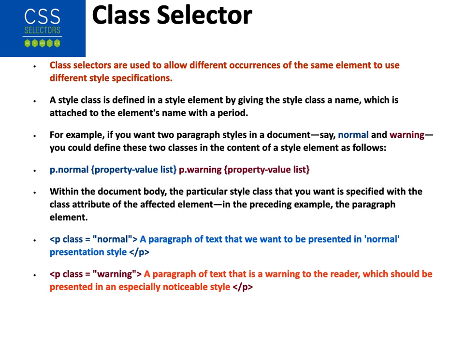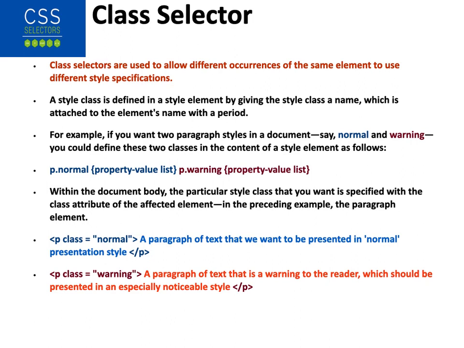Within the document body, the particular style class that you want is specified with the class attribute of the affected element. We will see an example for paragraph element. See here, two examples are specified as the last two lines, one in blue color and the other one in maroon and red color. So in the first example, a class attribute is specified for paragraph element. P followed by class is equal to normal. Normal is the class name that we have already created. P dot normal property value list.